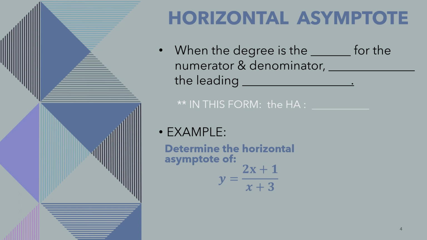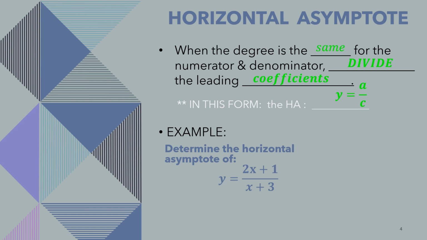So we're going to look at the degree of the function. In other words, looking at those exponents in the numerator and denominator. If the degree is the exact same value for both the numerator and denominator, then we're going to divide the leading coefficients. So we're going to look at those linear terms, the terms with the x's in the numerator and denominator, and we're going to divide the coefficients, the numbers in front.